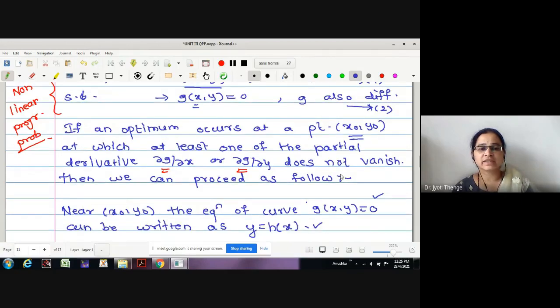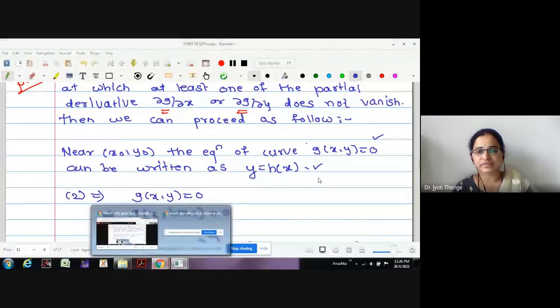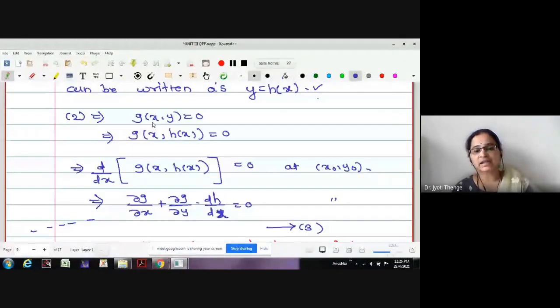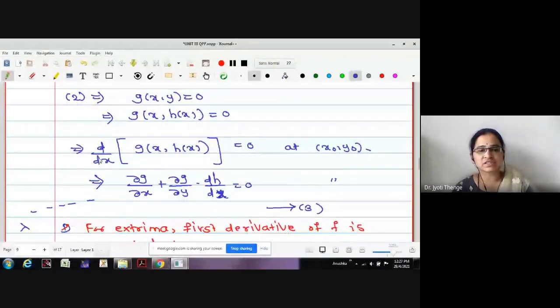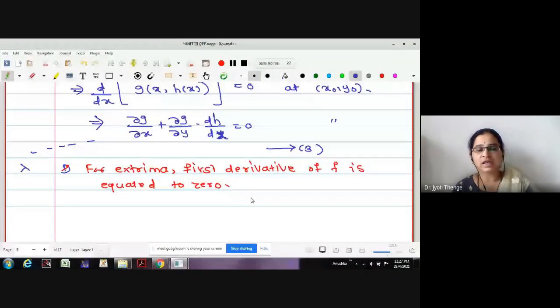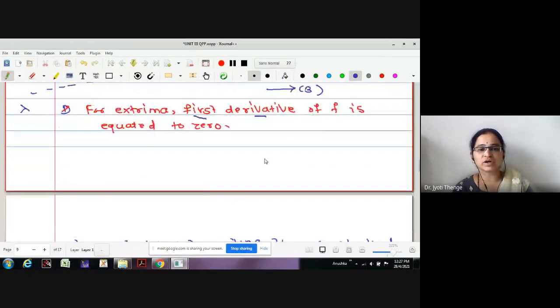Then at this point x naught, y naught, first we have written the implicit form of the function in explicit form, that is y equal to h of x. Then we have differentiated the function g, and this is equal to 0 at the point x naught, y naught. And what is the derivative of this g? ∂g/∂x, ∂g/∂y into ∂g/∂x. Later, if the function has an extremum at the point x naught, y naught, then we know the methodology, the necessary condition, that the first derivative of the function is equal to 0.